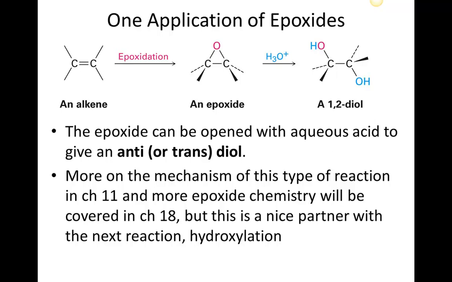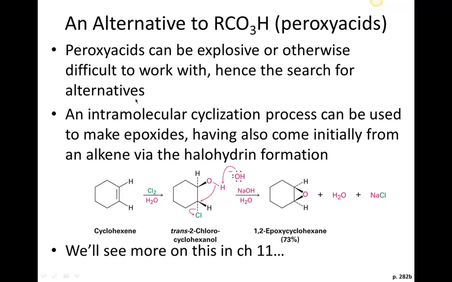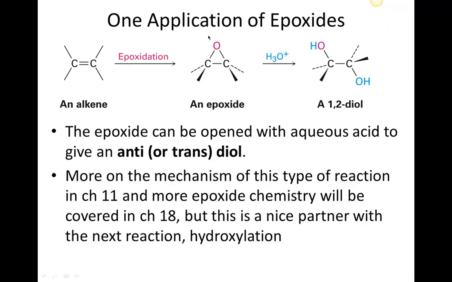So here's again the generic case where we take some alkene, we do whichever epoxidation route we want to use, and we make our epoxide. One reason we're interested in that in this chapter is that we can open up that epoxide with some aqueous acid and make a diol. And you notice that these two OHs are on opposite sides. Now these are both alcohol groups, and so the short version of that is diol.